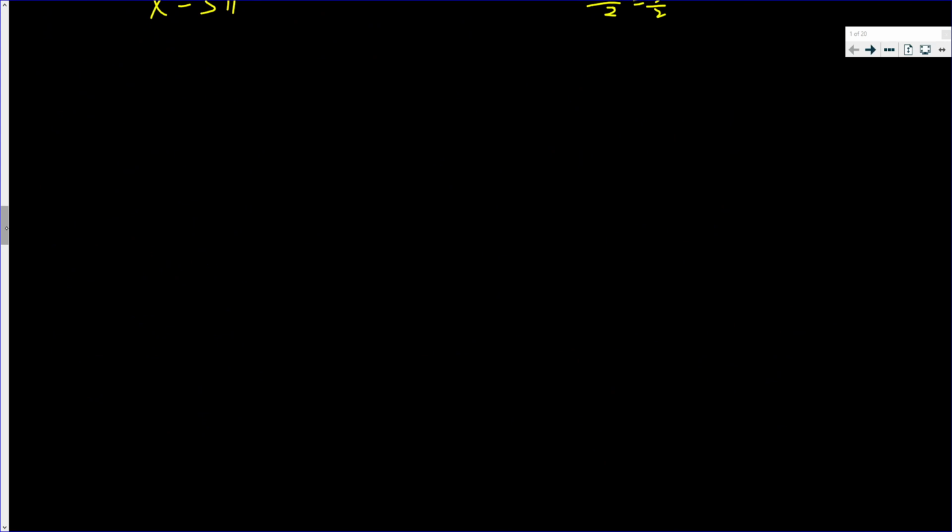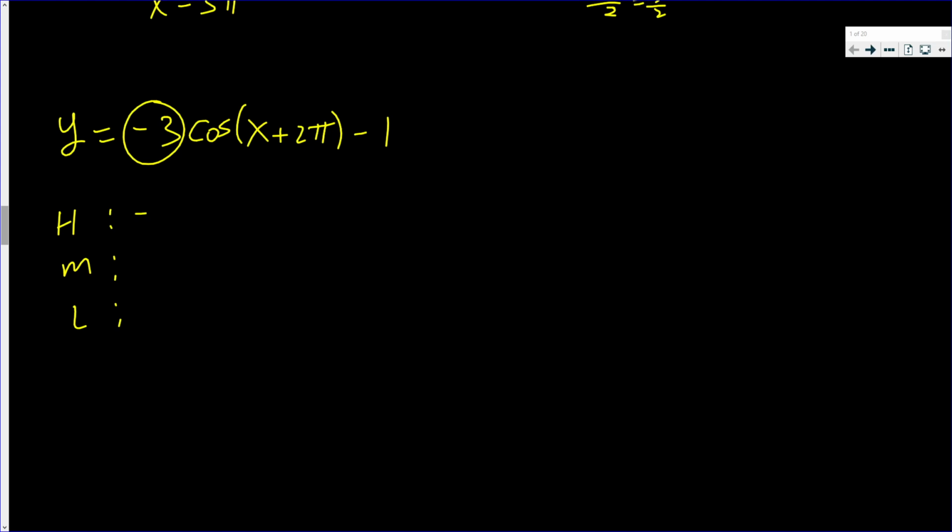Let us try another one like that. Suppose you wanted to graph y equals -3 cosine of x plus 2 pi, minus 1. High, middle, low. Normally the high is just the absolute value of that number, the middle is 0, and the bottom is negative the absolute value of the amplitude. So now we have to take away 1. So this is 2, -1, and -4.